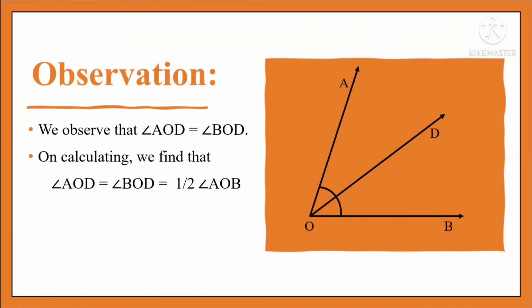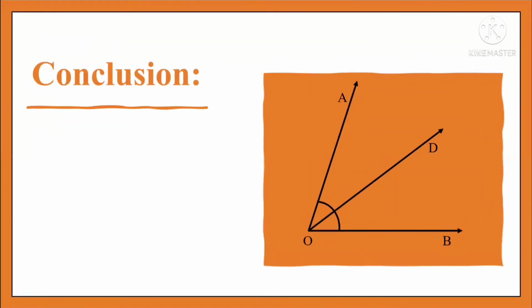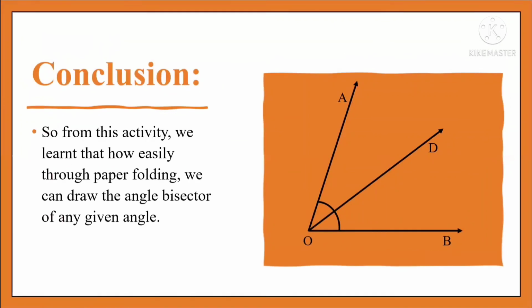So what do we conclude from the activity? Through this activity, we see how easily, through paper folding, we can draw the angle bisector of any given angle. So I hope this activity is clear to you.